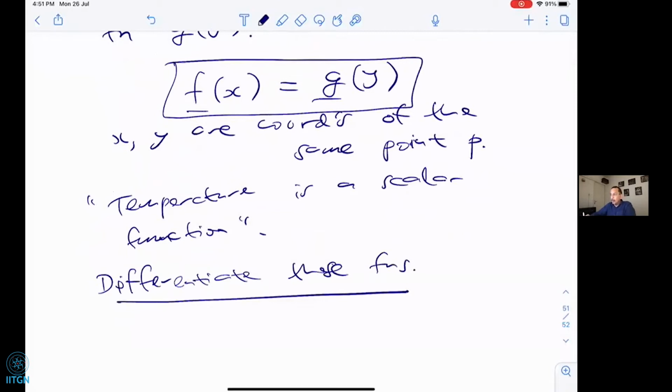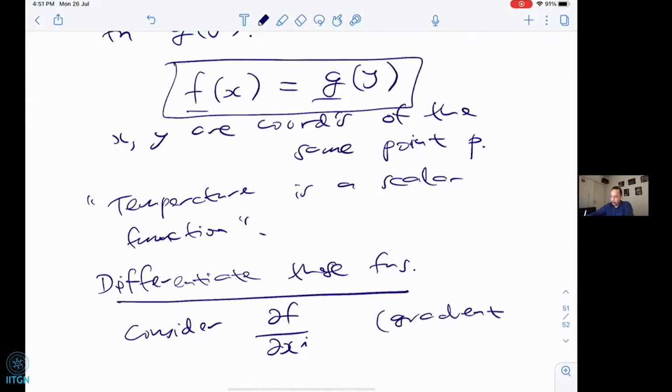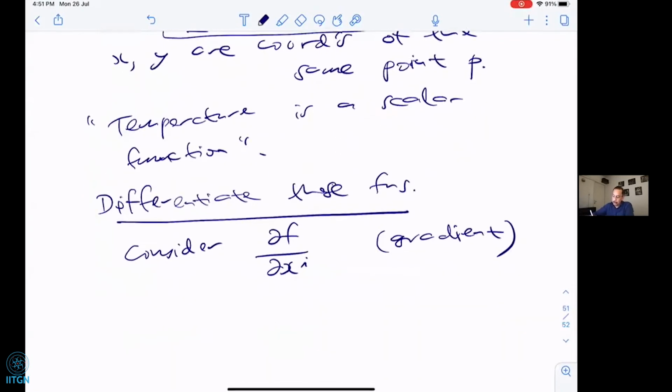Okay. Now, if I differentiate f, I can consider del f by del x_i, the partial derivative along all the n directions x_i, which is nothing but the gradient. And consider del g by del y_i, also the gradient in a different coordinate system. Are these equal? And the answer is they can't be equal for the following reason.